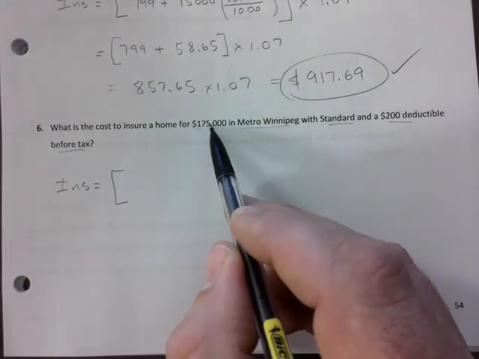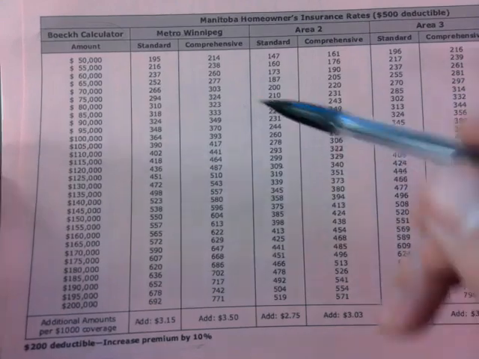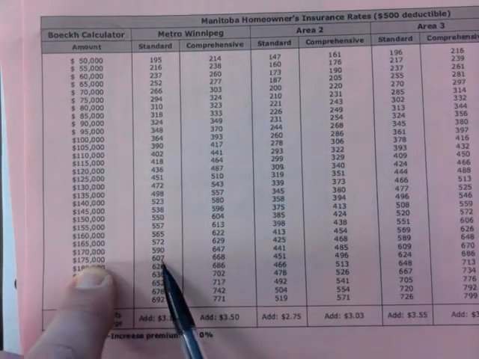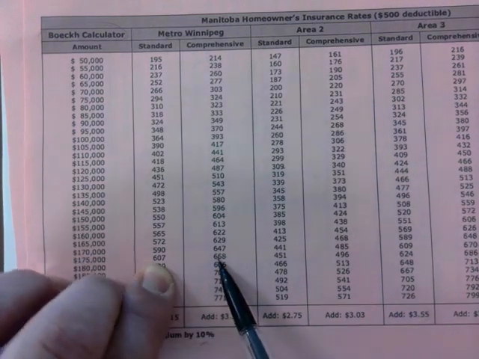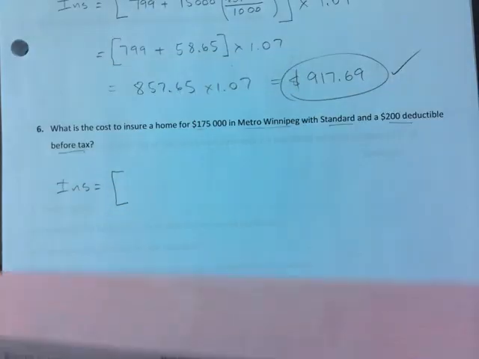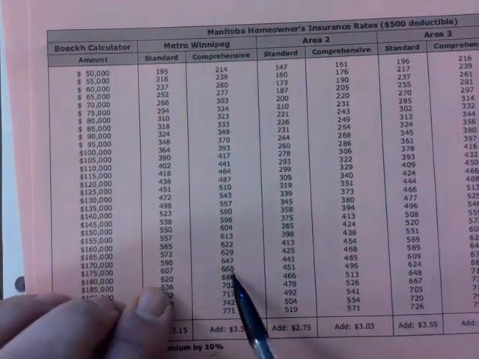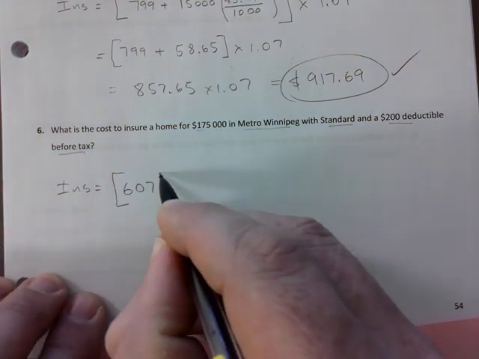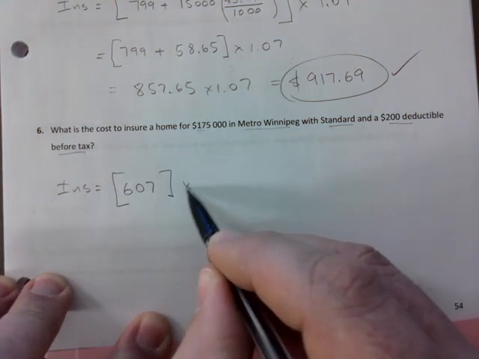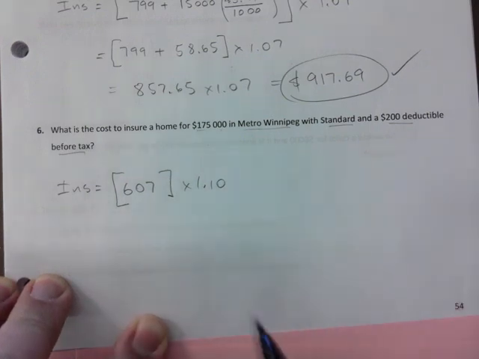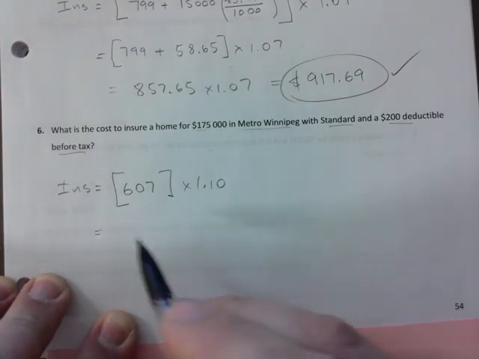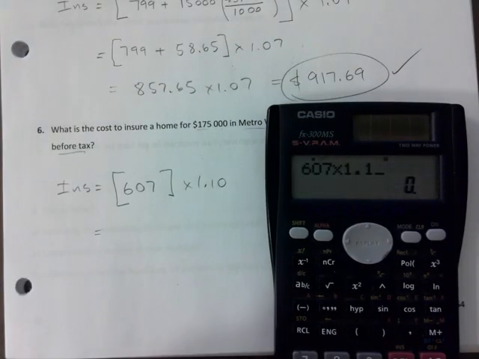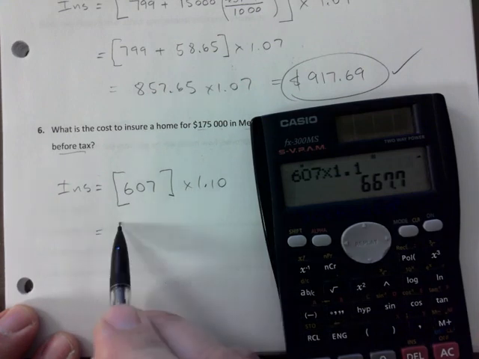Metro 175, we're not over, so we don't have to worry about that part. We just go 175 Metro Winnipeg, it's either this or that. Is it comprehensive, right? 668? No, standard. 607, I meant to say, because we're standard insurance. That's it. Times 1.10, but not times 1.07. So it's as simple as that in this case. 607 times 1.1. That's 667.70.